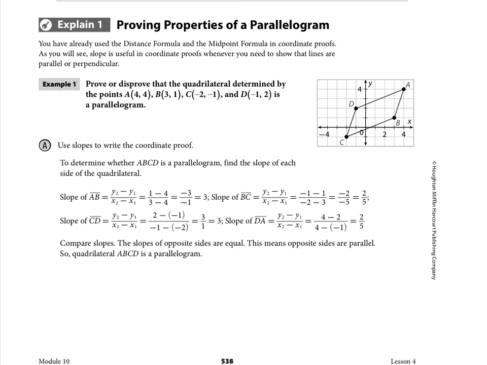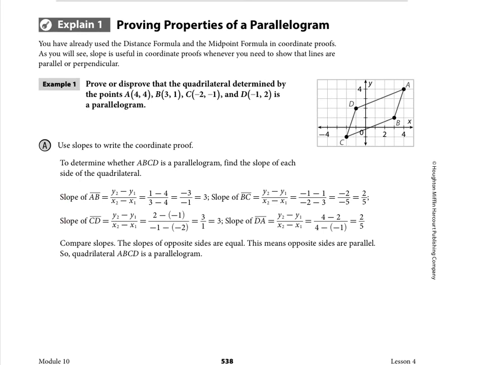So what they're seeing is using slopes to write the coordinate proof. If it's a parallelogram, we're going to find 2 pairs of parallel sides. So we're going to get slopes of opposite sides being the same. So slope of AB we calculate and we get 3. Slope of its opposite side CD we calculate and we also get 3. So there's 1 pair of parallel sides.